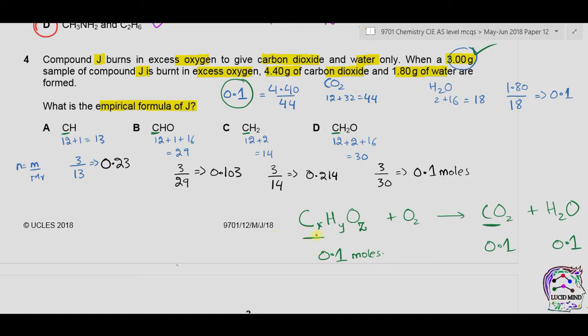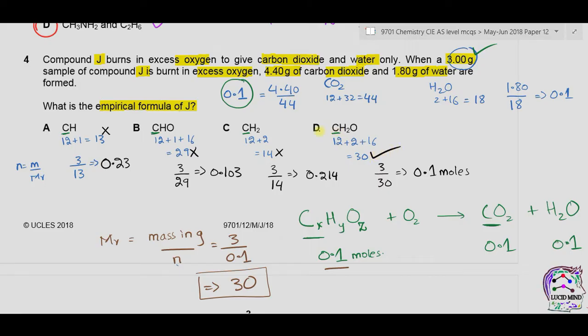Now we can find the molecular mass of this compound J by using the formula. Molecular mass equals mass in grams divided by number of moles. So mass in grams is given, which is 3.00 grams divided by number of moles, which we have found out, which is 0.1. So the molecular mass comes equal to 30. As we can see that the molecular masses given are 13, 29, 14 and 30. So therefore D seems to be the correct option. The answer is therefore D.